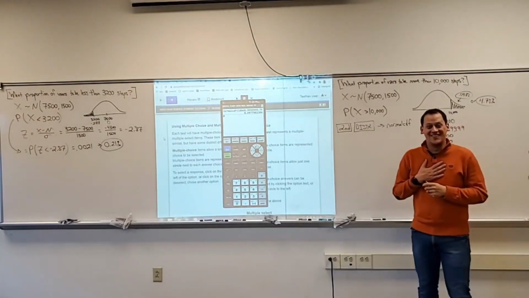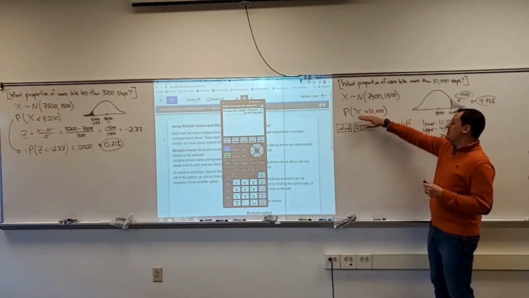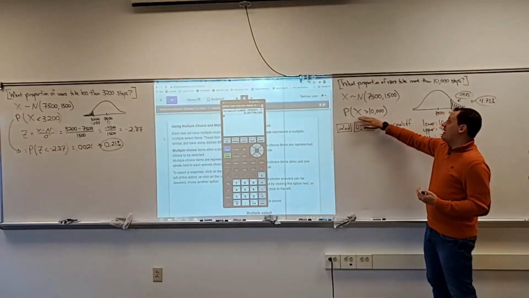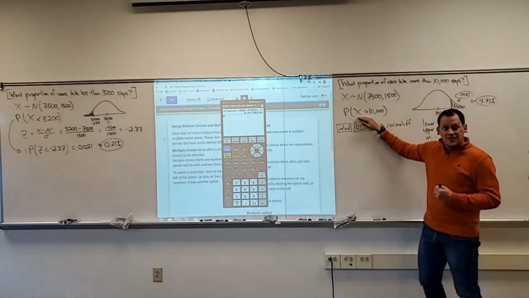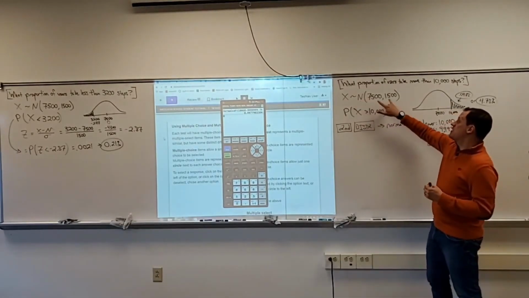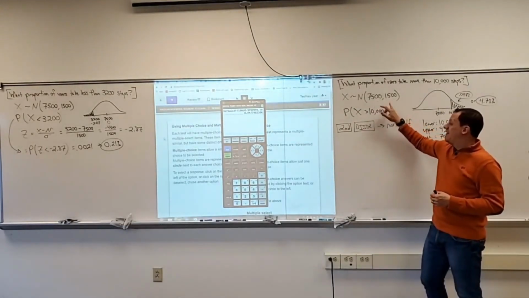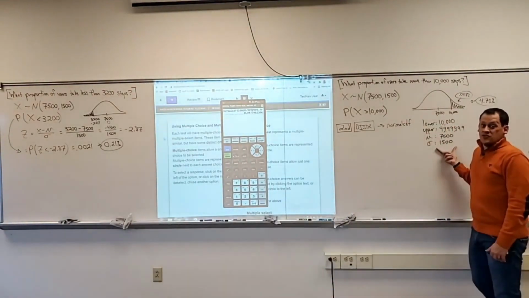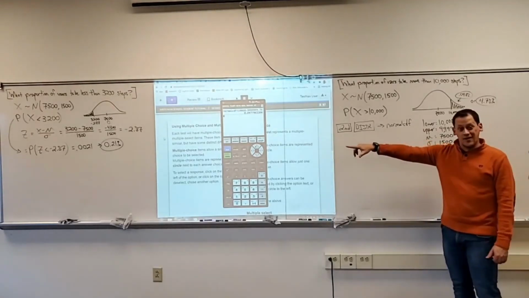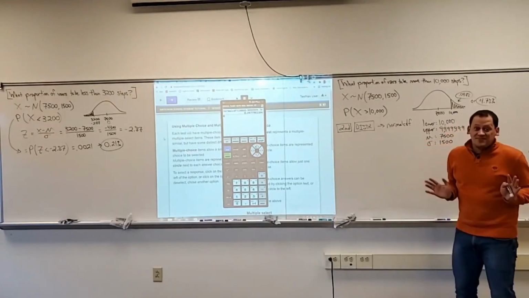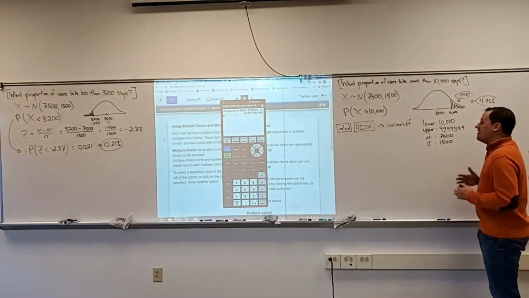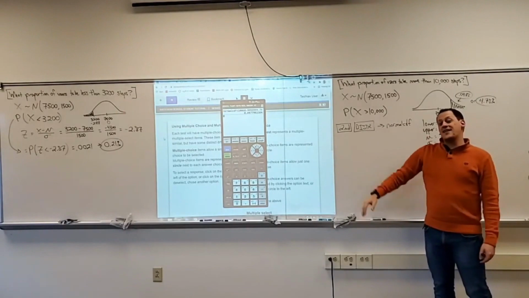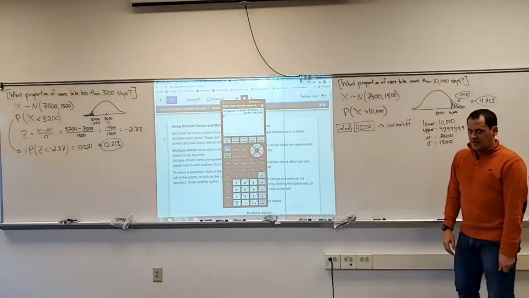For me, if I need to find the probability of something, and I'm using x, not z, if I'm using some other normal distribution with some other parameters than 0 and 1, I'm using the calculator because it's really easy to just plug this in. You don't have to do that extra work of finding the z-score. That's just me though. If you want to use the table, find the z-score for this, and then use the table to find the area, that's up to you.